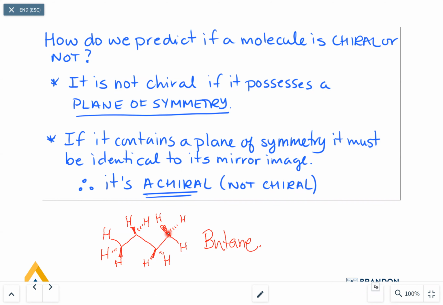But there are examples where you do have carbons with 4 different substituents, but the molecule is still achiral, and we're going to get to that a bit later on. So the proper definition really is, if it's chiral, it will not contain a plane of symmetry. So if it's got a plane of symmetry, it'll be an achiral molecule.